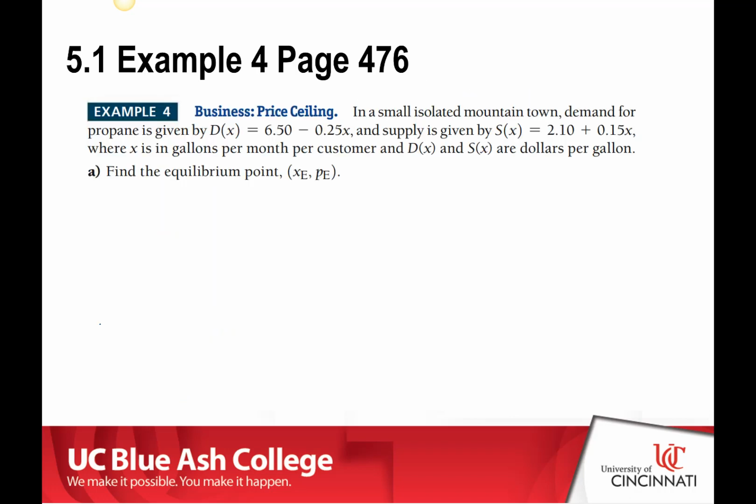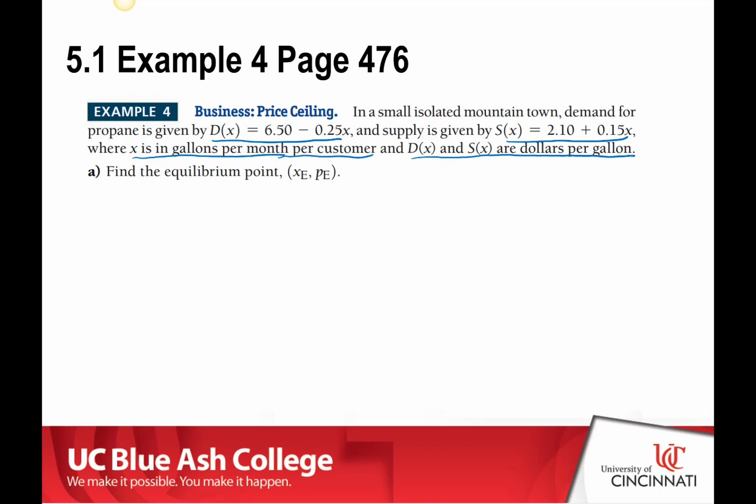Let's take a look at an example of how this would work. The example that's provided in your book on page 476 reads, in a small isolated mountain town, demand for propane is given by this function here, and supply is given by this function here. X is in gallons per month per customer. D of X and S of X are dollars per gallon.